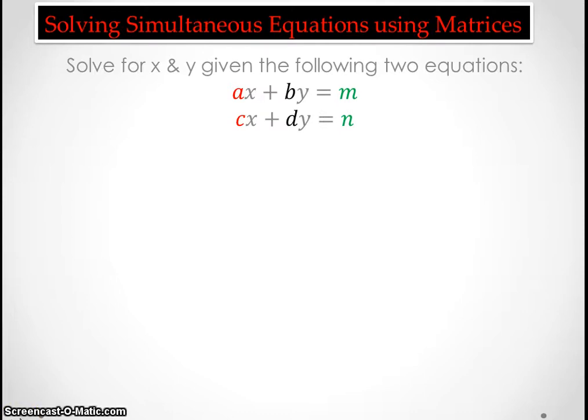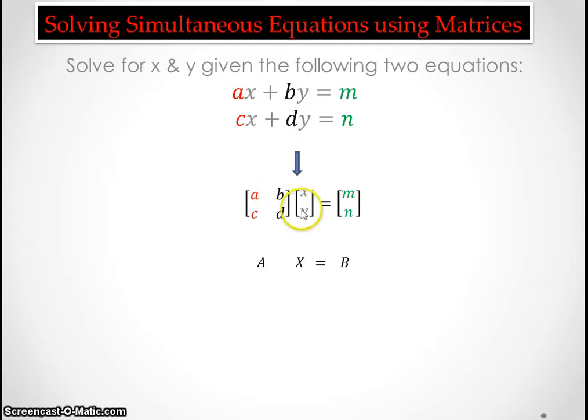Now the coefficient of x in the first equation is a, in the second equation it is c. The coefficient of y in the first equation is b, and in the second is d. So what we basically do is we set up a matrix equation. As you see over here, the first column takes up the coefficients of x, which are a and c, and the second column in the coefficient matrix takes up the values of b and d, which are the coefficients of y.